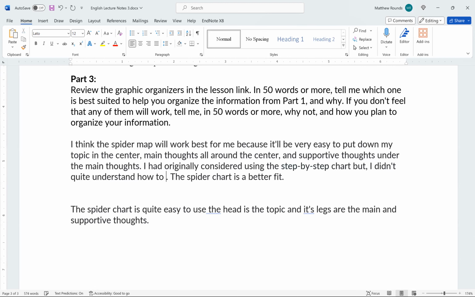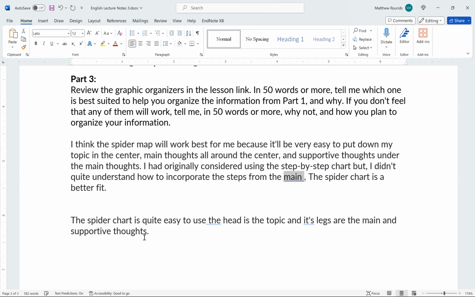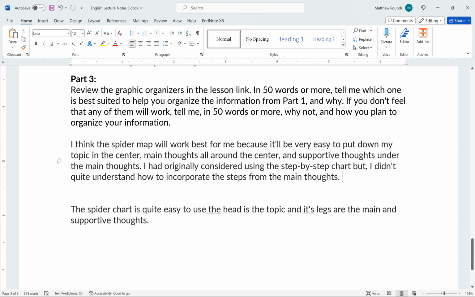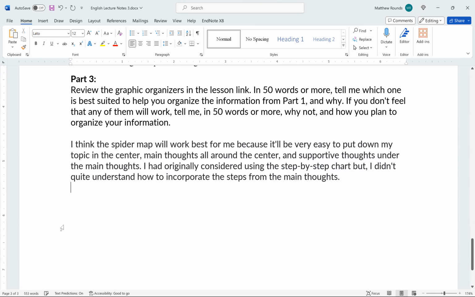Okay, so how to incorporate the steps from the main thoughts. Okay. All right, let's see if we've done it here. Do you think there's 50 words there? I think 58. Good. I'm only over by like 8 words. That's not bad. Right, so it's 50 words or more. It's okay to give more, but you don't need to give more just to give more.